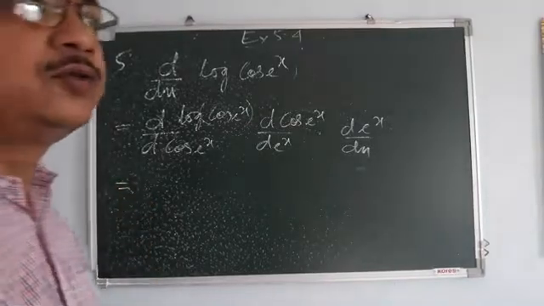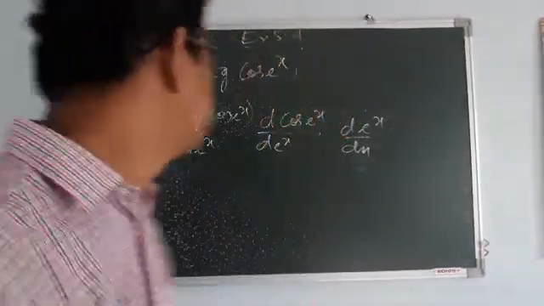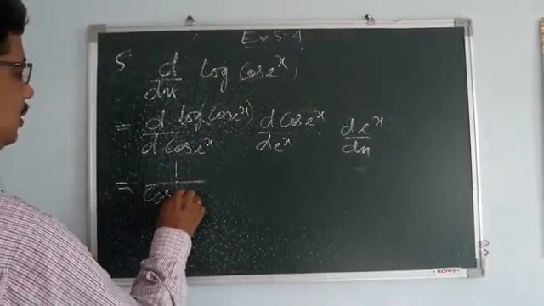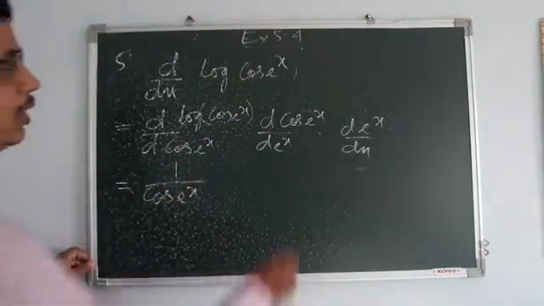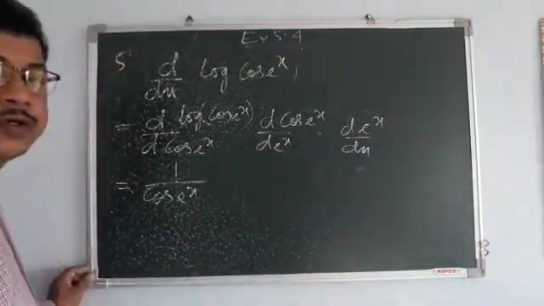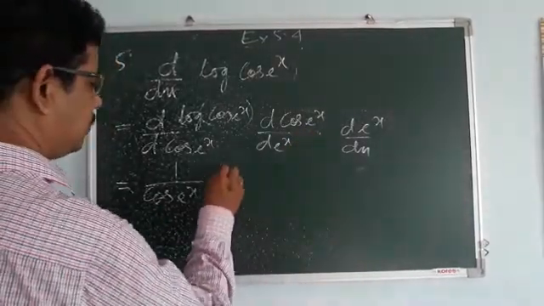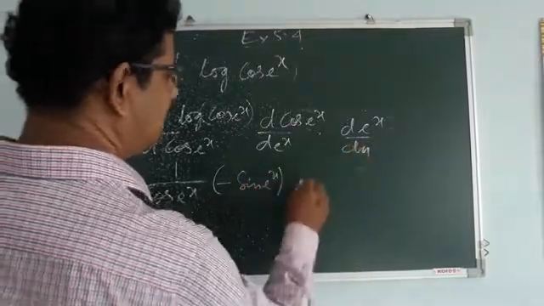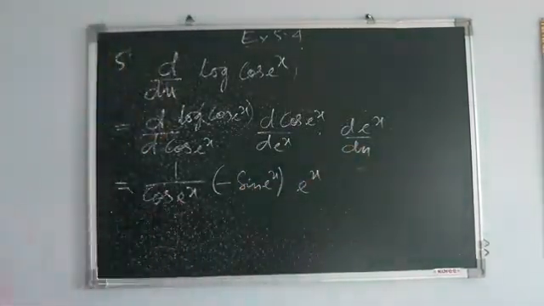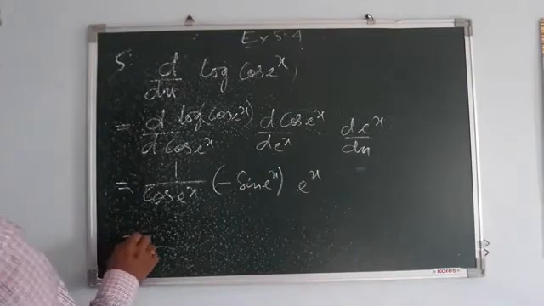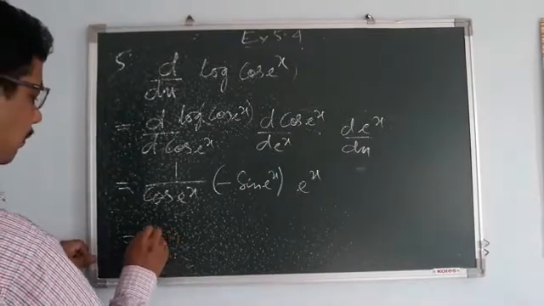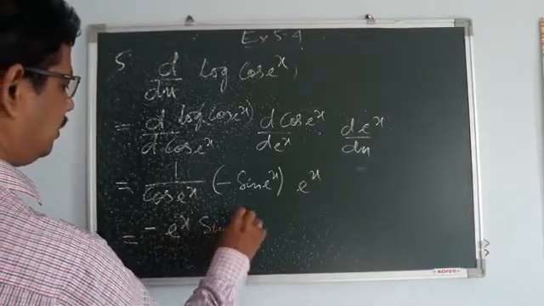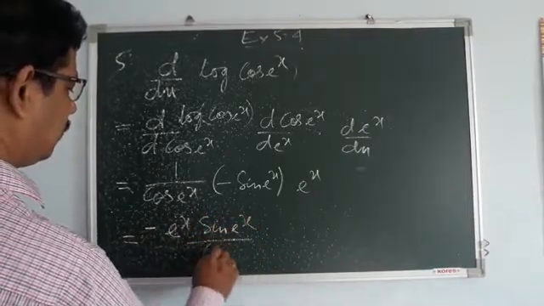Differentiation of log x with respect to x is what? 1 by x. So it will be 1 by cos e to the power x. Differentiation of cos x with respect to x is what? Minus sin x. So we will write sin e to the power x. This is what? e to the power x. So now we will merge, and it will be minus e to the power x sin e to the power x by cos e to the power x.